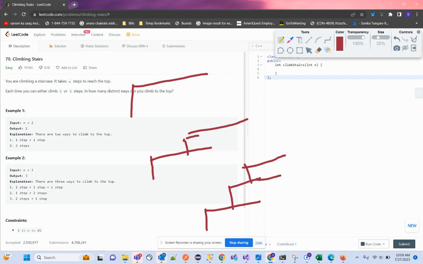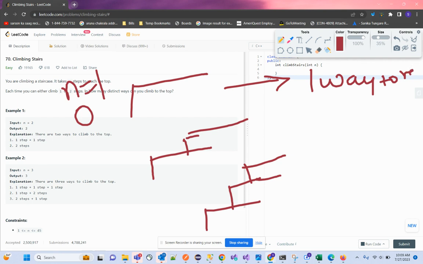Now what is happening? For a person to reach n equal to 1, there is one way to reach 1 step, right? This is the only way you can reach one step. If the target is 1, you just have to step on one staircase and that's it, you're done, because the target is 1.